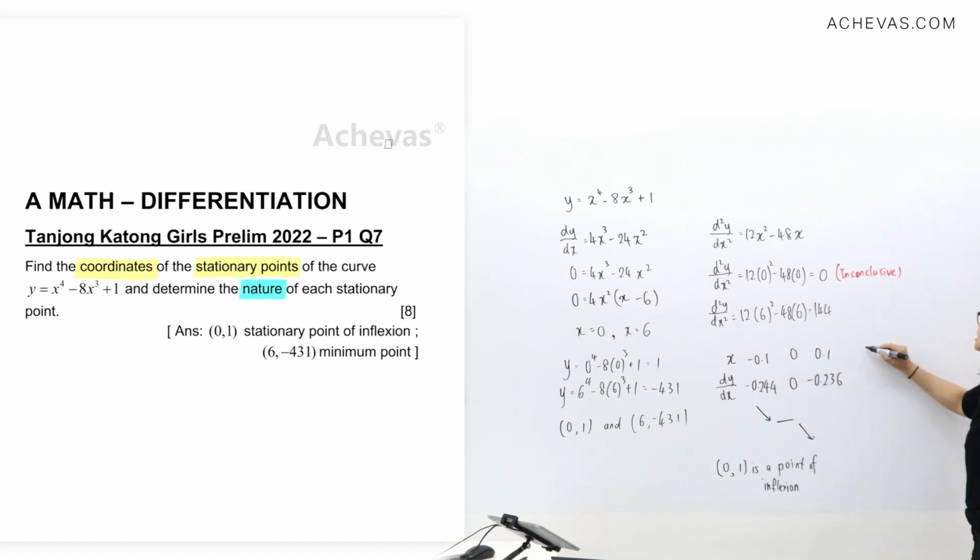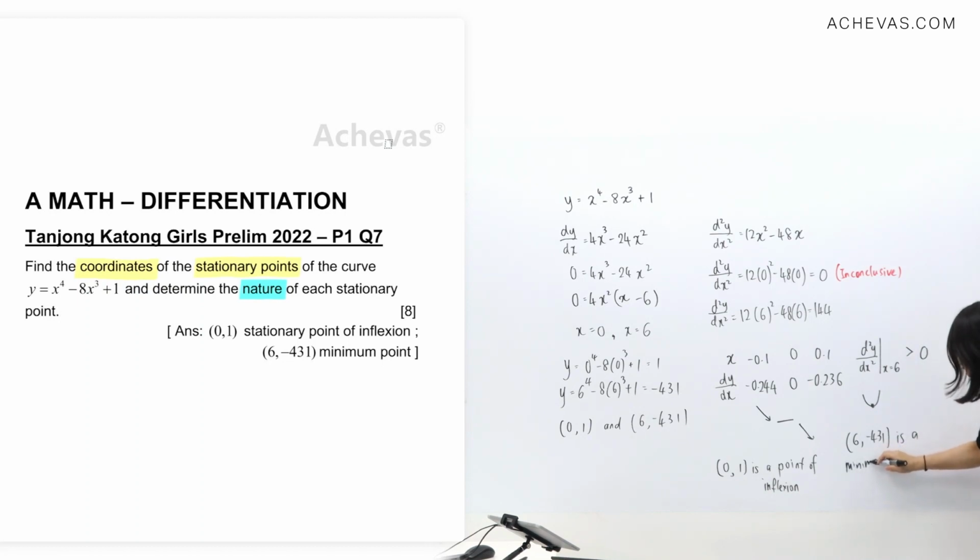So now let's go on to the other point where we have gotten the d²y/dx² value. I'm going to rewrite a nice conclusion here. d²y/dx², when I insert x as 6, the value is positive, so I write more than 0. So now you can also draw a tiny shape here, more than 0 graph. This point is going to be a minimum. Let me conclude this point here, where we have (6, negative 431) is a minimum point.